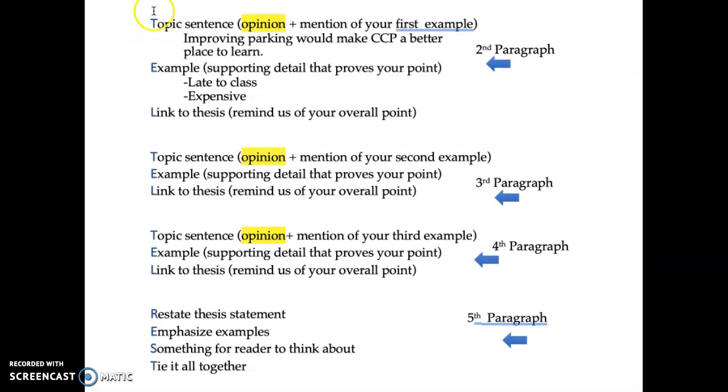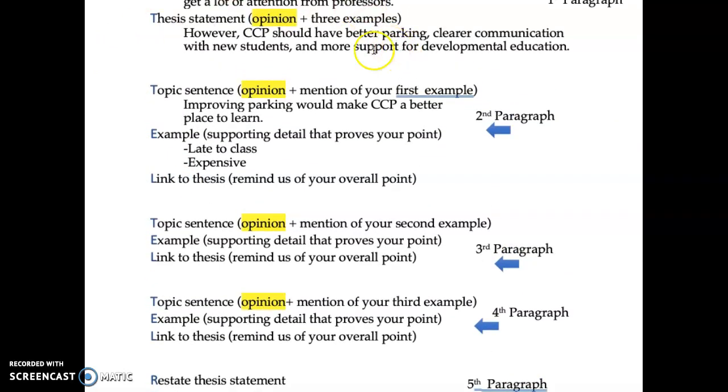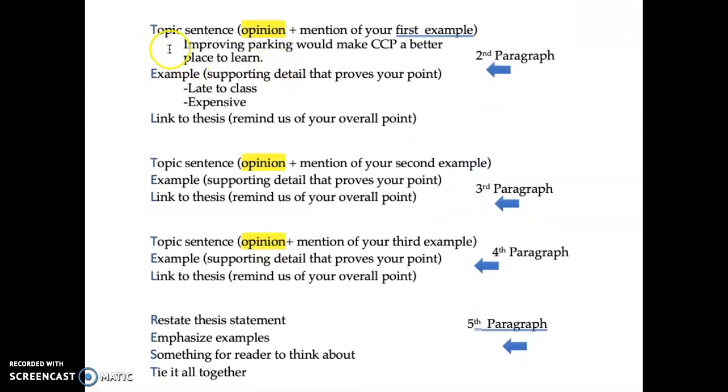All right, so then when we go to our second paragraph, we're going to start with something that should look familiar to you, a topic sentence followed by an example and then a link to the thesis. So for instance, for our first one, the first thing we listed in the thesis was better parking. So we have a topic sentence. Improving parking would make CCP a better place to learn. From there, we're going to give some examples.